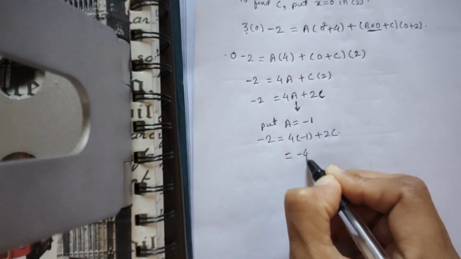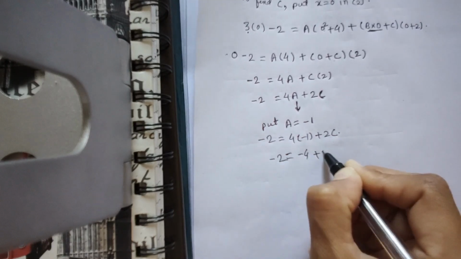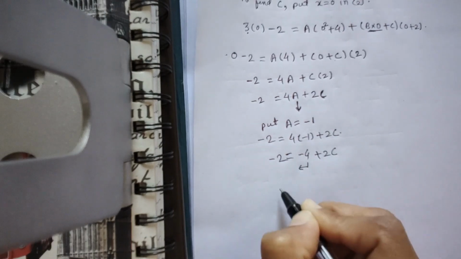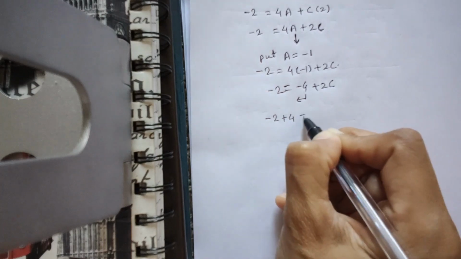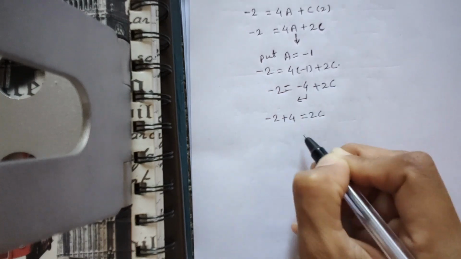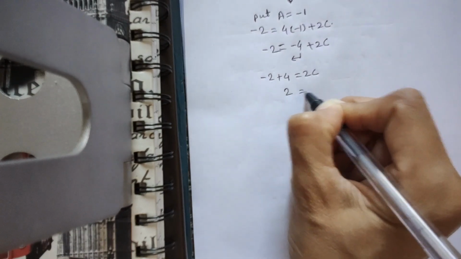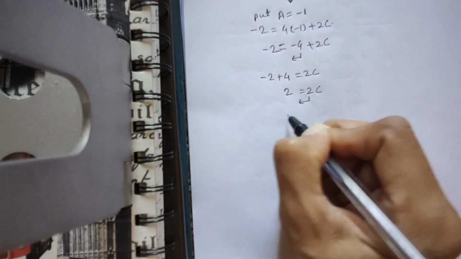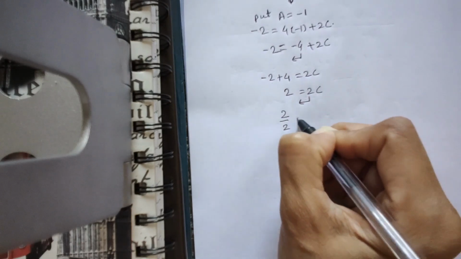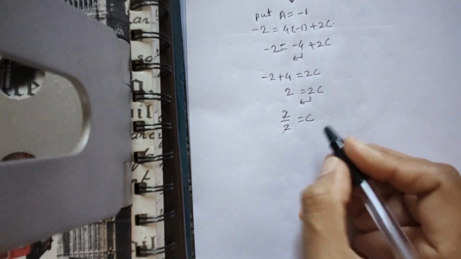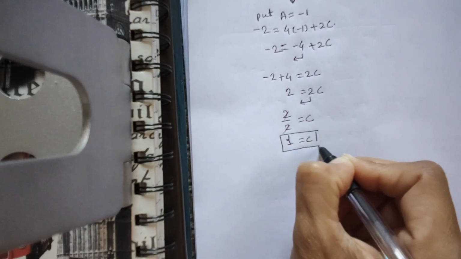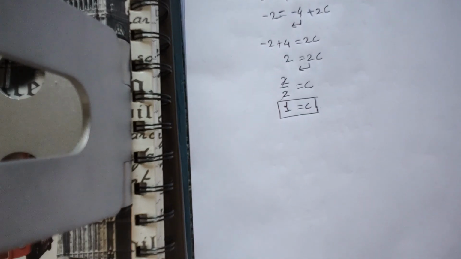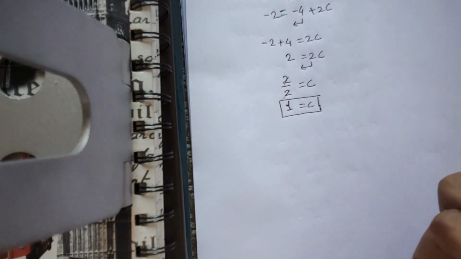So minus 2 equals minus 4 plus 2c. Shift to this side, I'll get minus 2 plus 4 equal to 2c. This will become 2 equal to 2c. Shift this 2 here, so 2 upon 2 equal to c. Cancel it, 1 equal to c. Okay, that's how I got c. Now I have a and c. I just need to find b.